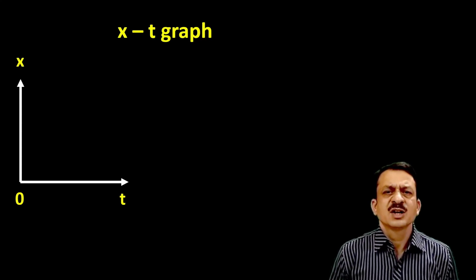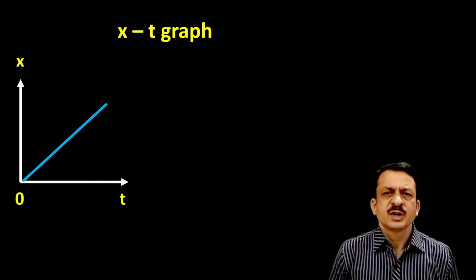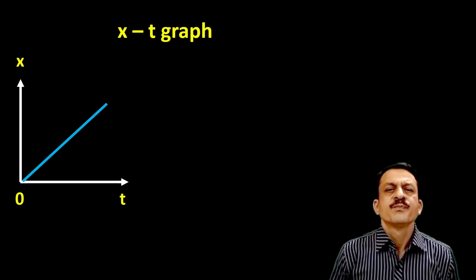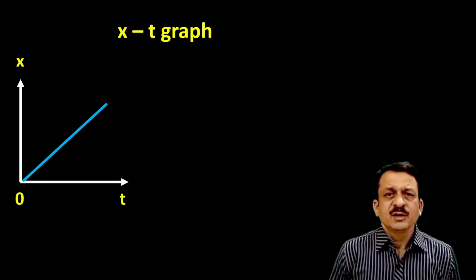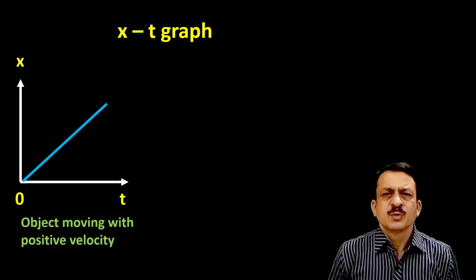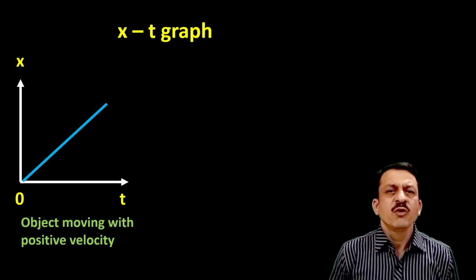Now look at the first graph. We will assume that the velocity is positive. Then the graph becomes a straight line. It is a uniform motion that we have studied with the positive velocity, not increasing. Velocity is constant, but it is positive. This is the motion of an object with positive velocity. This is the position time or xt graph.